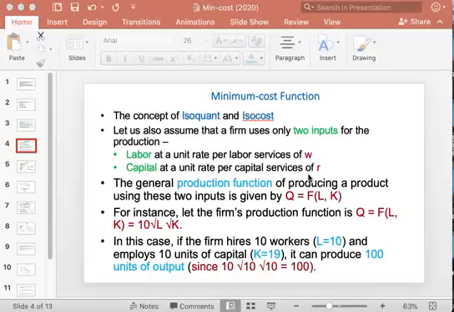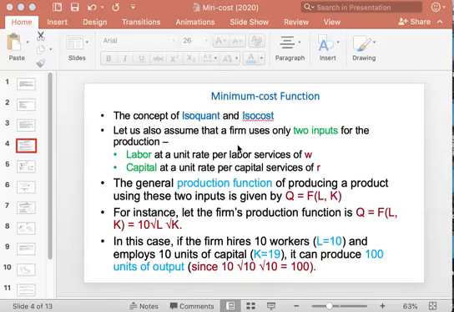Hi students, in this video I am going to talk about the concept of minimum cost function. In order to understand this minimum cost function, we need to understand the concept of isoquant and isocost. Sometimes it is called isoquant line and isocost line.